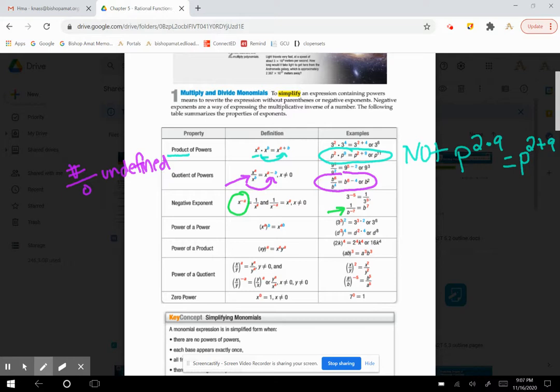Power of a power, this is when you have x to the a, to the b power, you multiply those together. Power of a product is like the distributive property, the a goes to the x and to the y. Same with a quotient. And then anything to the power of 0 is 1.